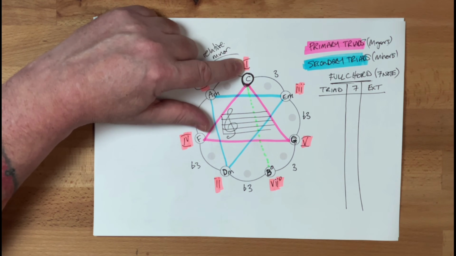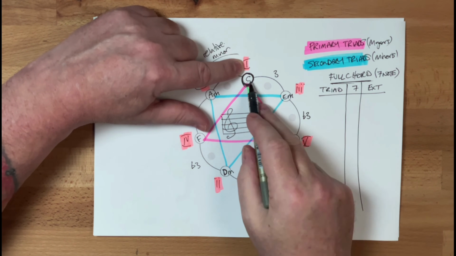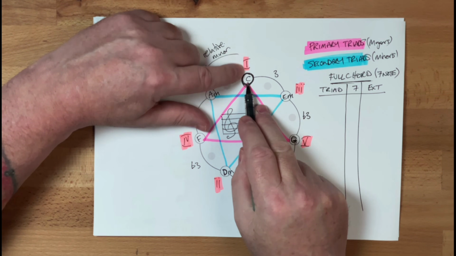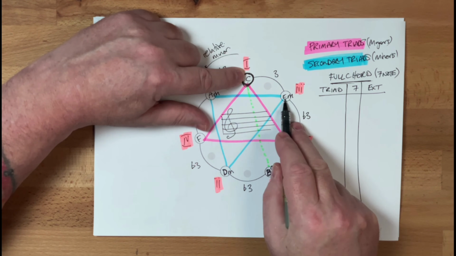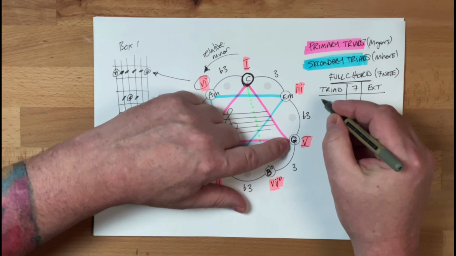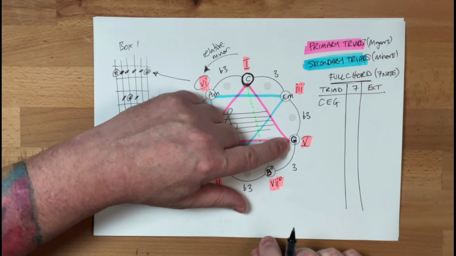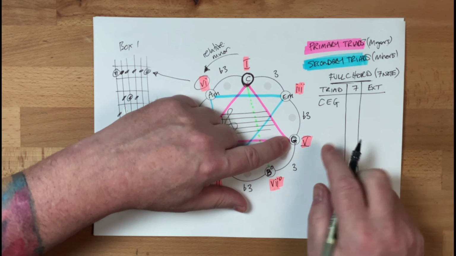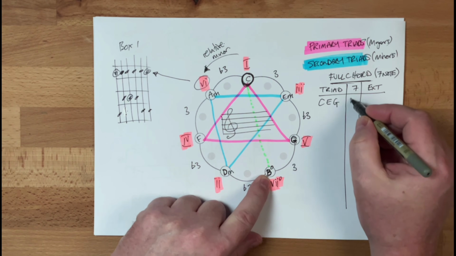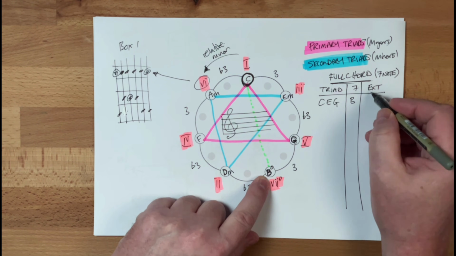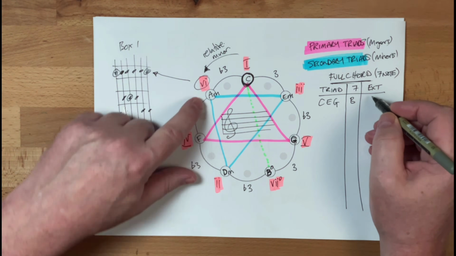Sounds horrible because there's 2 half steps in there. Okay, so we go C, right? So we go there, we go C, E, G. Those are the notes for the triad, yeah? What's the 7th? The 7th is the next note along. That's going to be the B. The extensions are going to be D, F, and A.